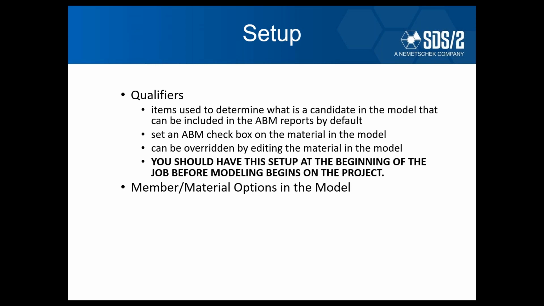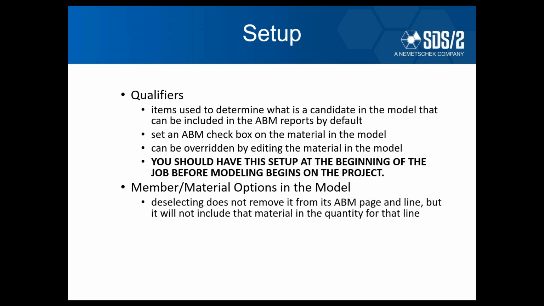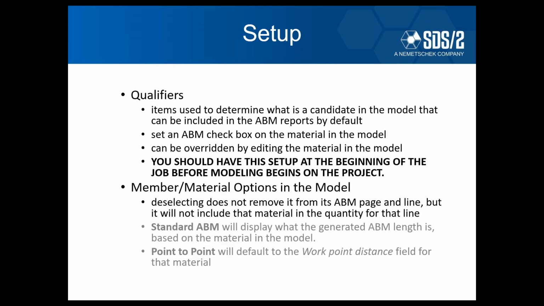Now, there are some member and material options, so we're going to look at the member edit screen and material edit screen to see what those options are. But that checkbox that I talked about, that I can go in there and check or uncheck, or that the qualifiers automatically check, if an ABM is already generated, it does not remove that from the ABM. But what that can do is take the quantity. So if I create an ABM that is qualified, I use that material, and I uncheck that, it's not going to take it off the ABM, but what it will do is exclude that from the quantities of materials in there. And we'll see all of this in some demonstrations.